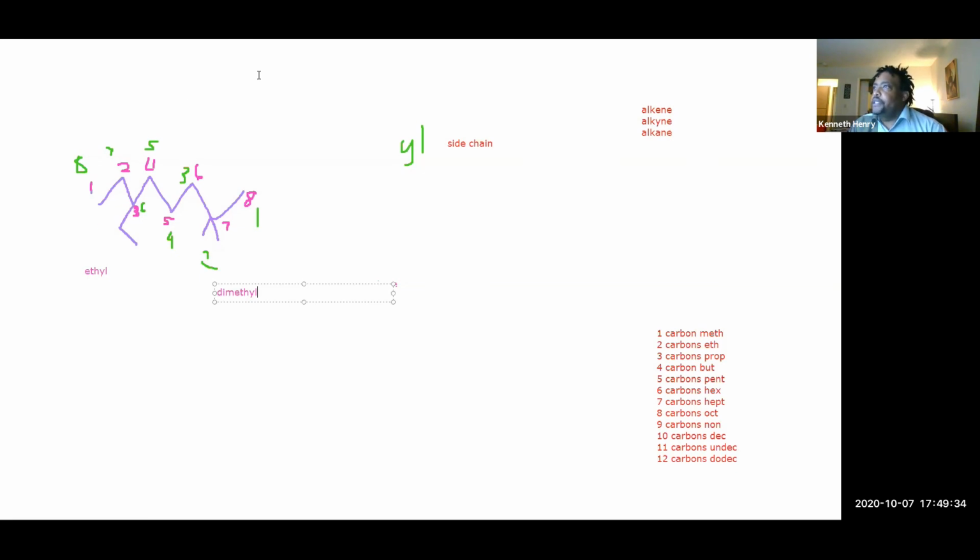So then the answer would be 3-ethyl, 7, dimethyl.